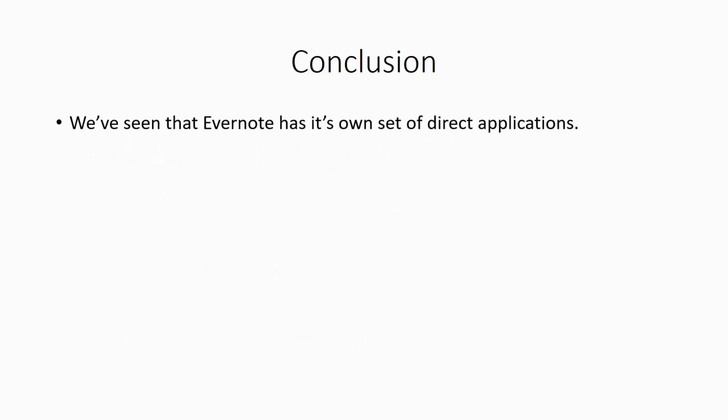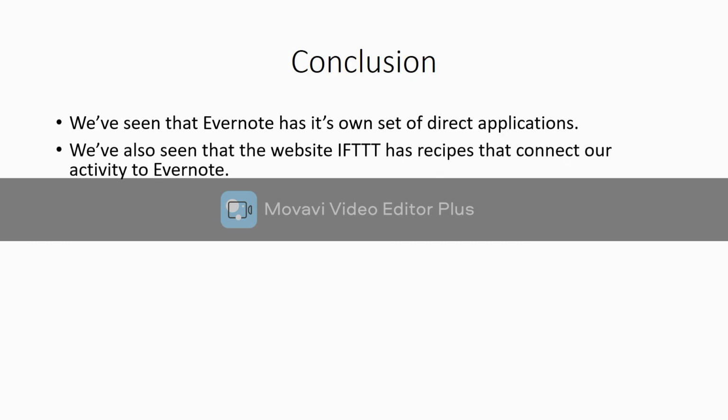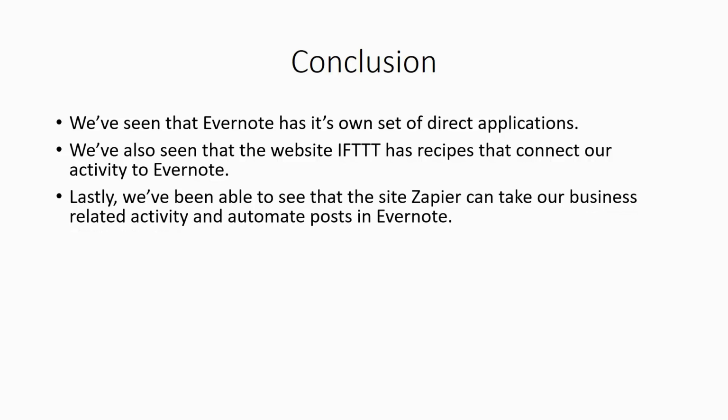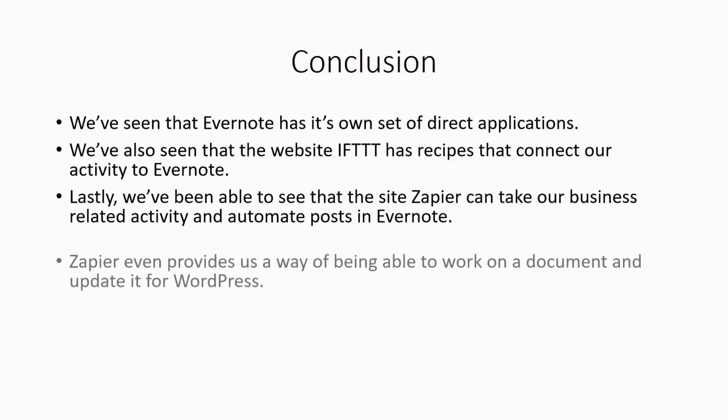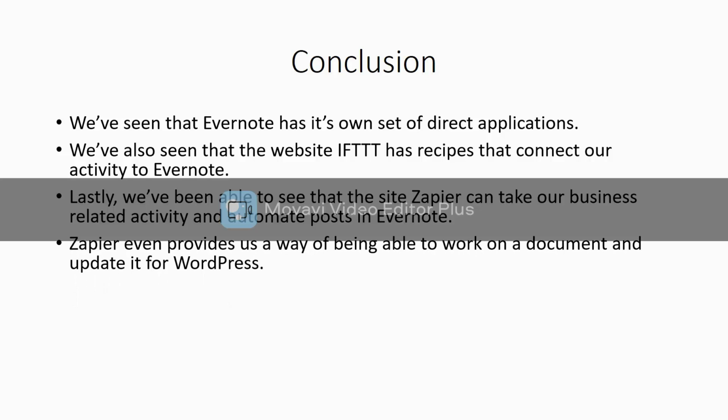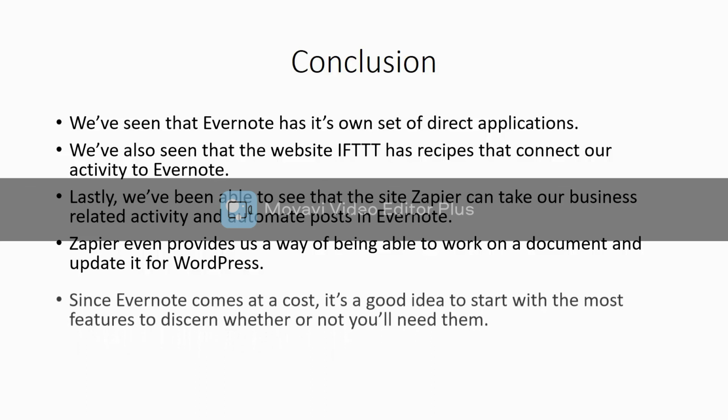We've seen that Evernote has its own set of direct applications. We've also seen that the website IFTTT has recipes that connect our activity to Evernote. And lastly, we've been able to see that the site Zapier can take our business-related activity and automate posts in Evernote. Zapier even provides us a way of working on a document and updating it in WordPress.